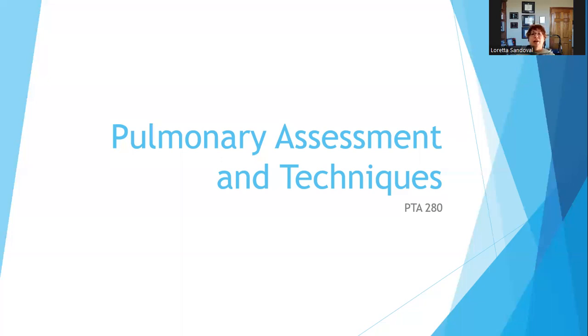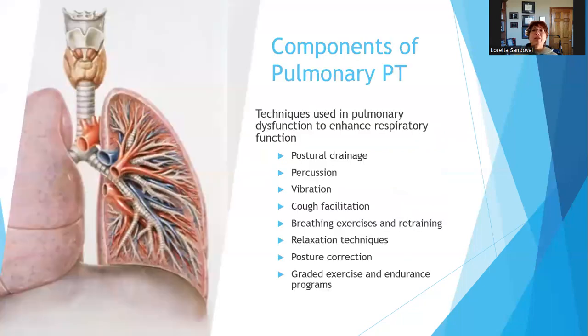But first, we're going to talk about how we're going to assess and then the different techniques, which we will practice in lab. So the components of pulmonary PT and the techniques used in pulmonary dysfunction to enhance respiratory function include postural drainage, which means you put someone in a position that's going to promote drainage of secretions from their lungs. Percussion, vibration, and cough facilitation, those are all manual techniques, which we'll practice in lab. Breathing exercises and retraining, we will also practice those.